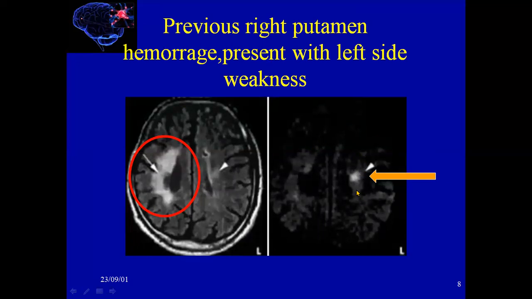MRI shows a left side basal ganglia ischemia. That means the function of the right side had been moved to the other side, the left side, and this makes the neurons here in the left side control the ipsilateral limbs, and this explains why this patient has ipsilateral weakness on the same side of the stroke.